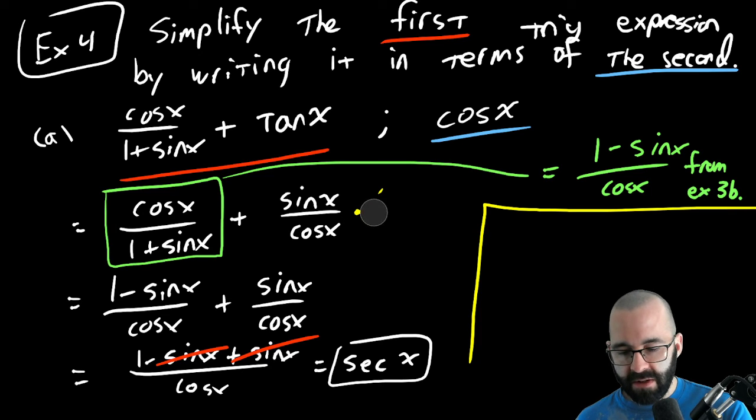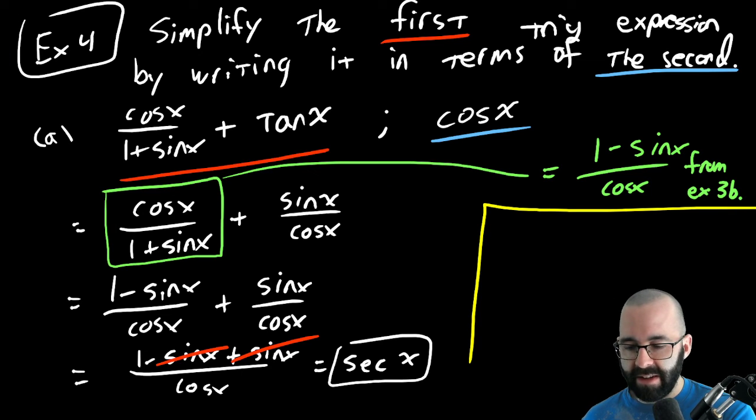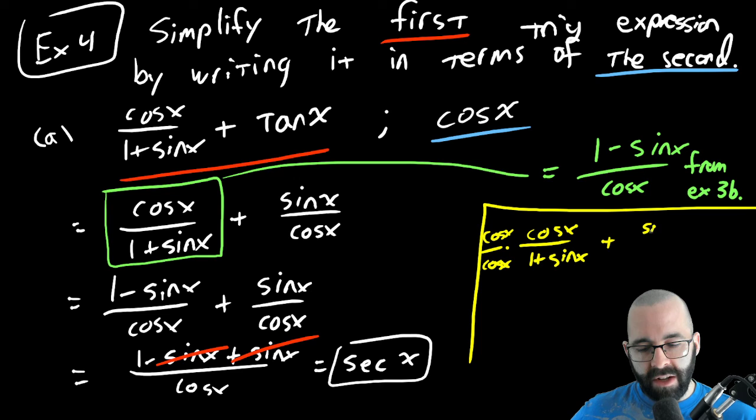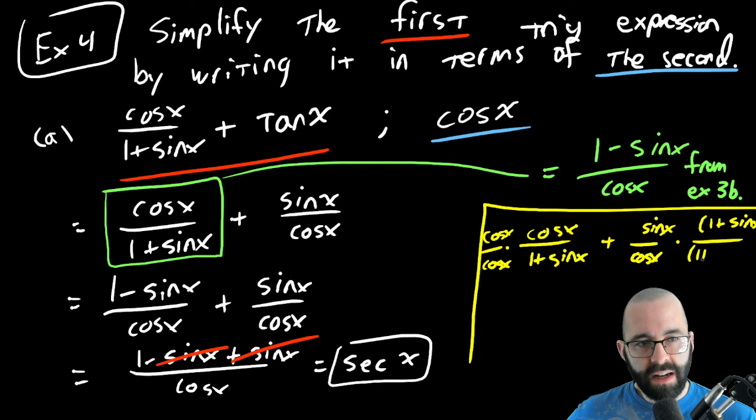Here, let me show the alternate method. I think it works. I've actually literally never done it before. What could go wrong? But if you wanted a common denominator the other way, you'd look at the first fraction and say, okay, in order to get a common denominator, we have to multiply by cosine of x over cosine of x. And you'd look at the second fraction and say, we have to multiply by 1 plus sine of x over 1 plus sine of x.